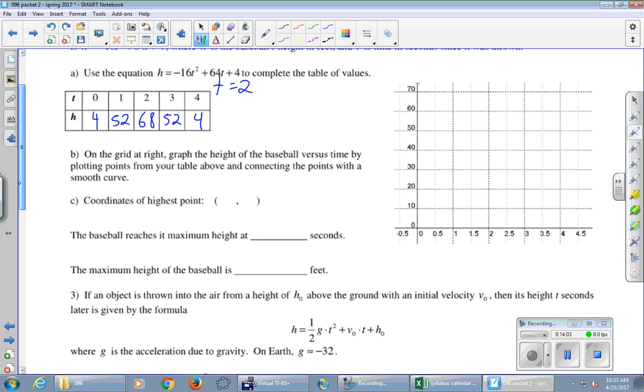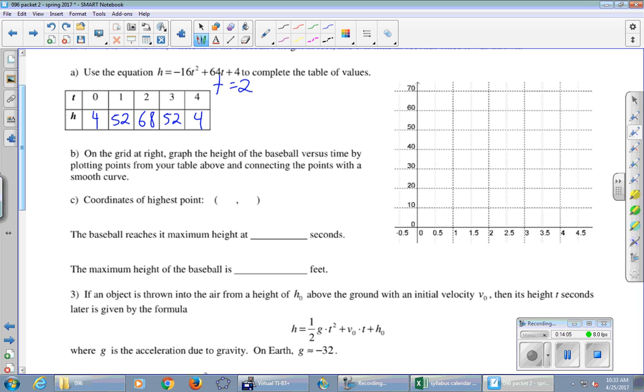Okay, next up, it says on the grid at right, graph the height of the baseball versus time by plotting the points from your table above. So what we are saying here is that the horizontal axis is t, which is time, and the vertical axis is h, which is height. So you're going to plot those 5 points very carefully in that grid. And once you've plotted your 5 points, you're going to connect those points with a smooth curve. Because of that t squared in the equation, we know this is going to be a parabola.